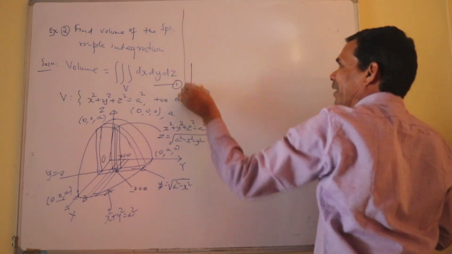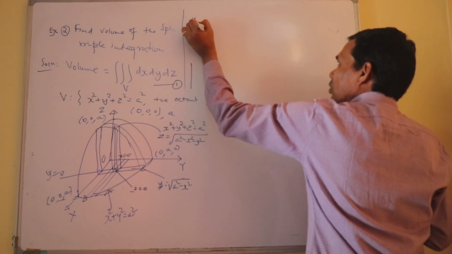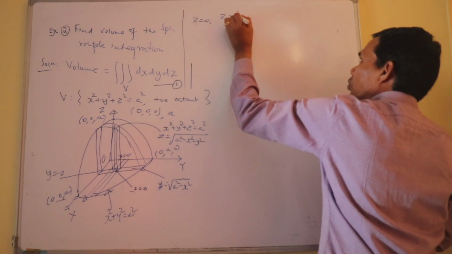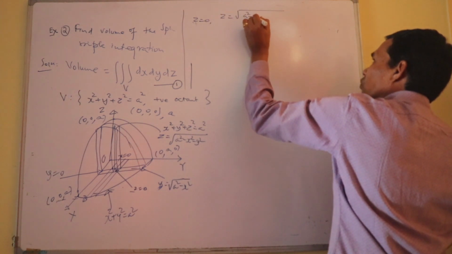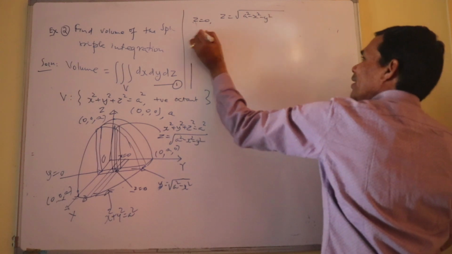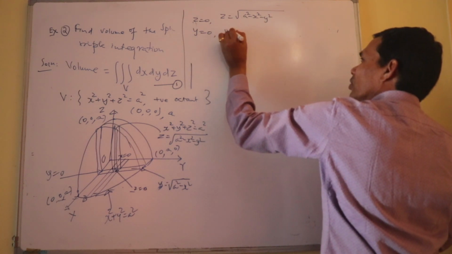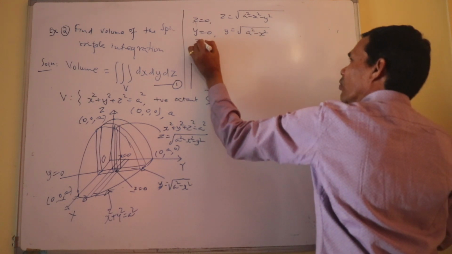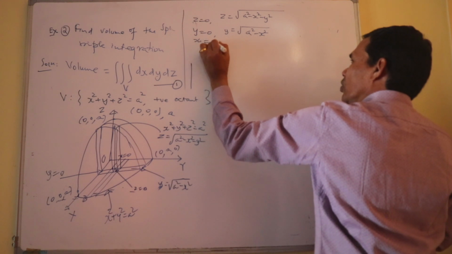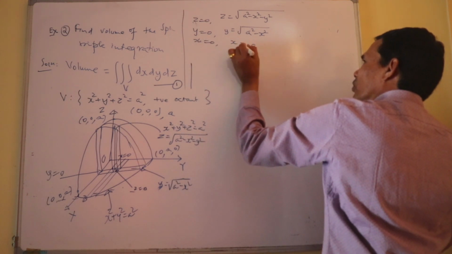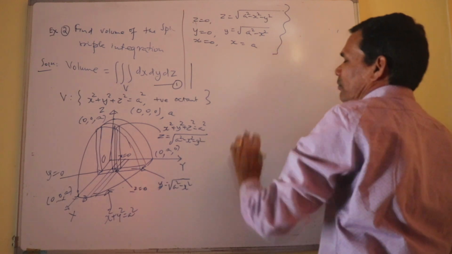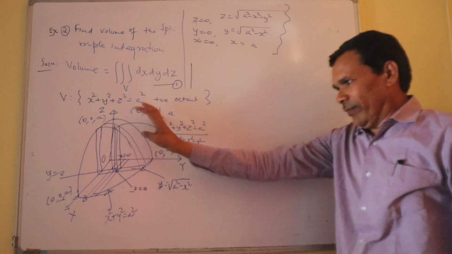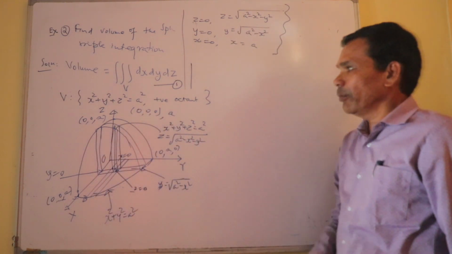So this is the way you are getting these limits: z is equal to 0 to z is equal to root of a square minus x square minus y square, y is equal to 0 to y is equal to root of a square minus x square, and x is equal to 0 to x is equal to a. So these are the limits in the positive octant to evaluate the volume of this surface located in the positive octant.